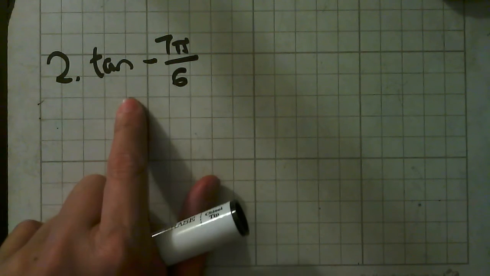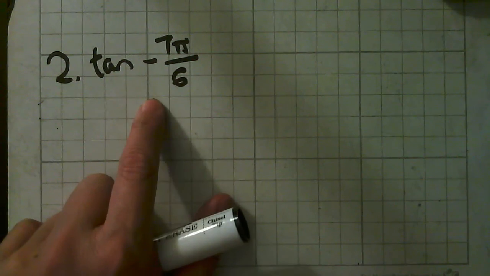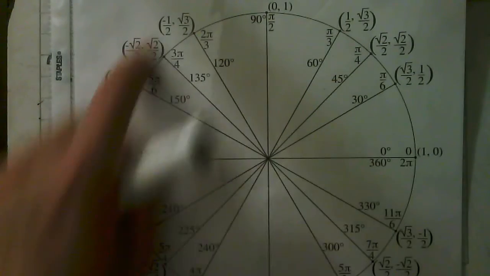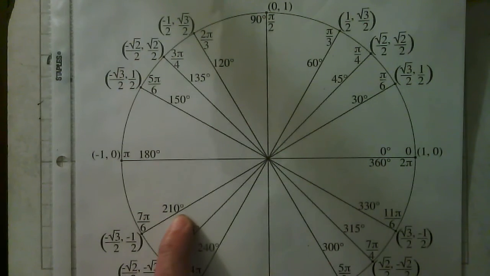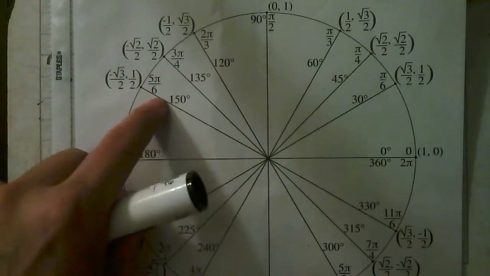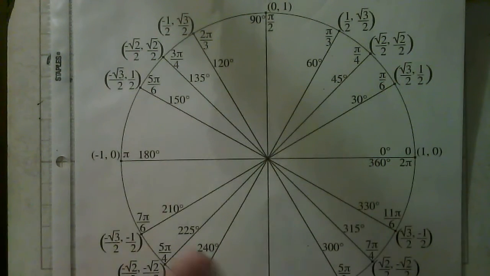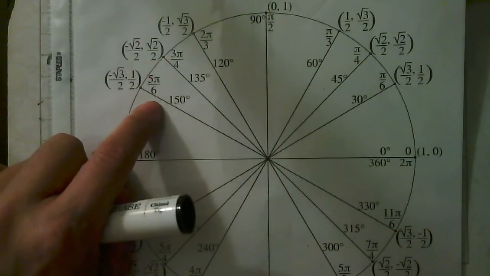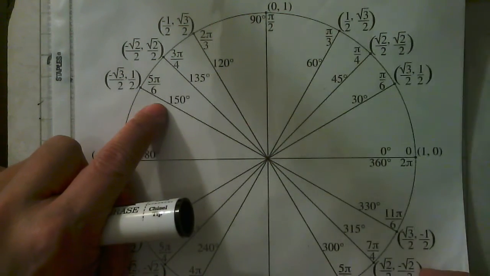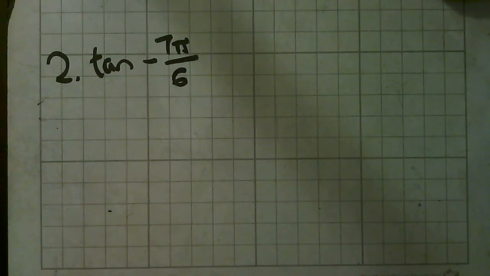Okay, here's the next example we're going to solve. We're going to find the exact value for this: negative 7 pi over 6. So 7 pi over 6 here is 210. To go negative 210, we're going to go this way, right? So we're actually going to do 360 minus 210. That's going to bring us here to 5 pi over 6. So we're going to use these two values, 5 pi over 6.